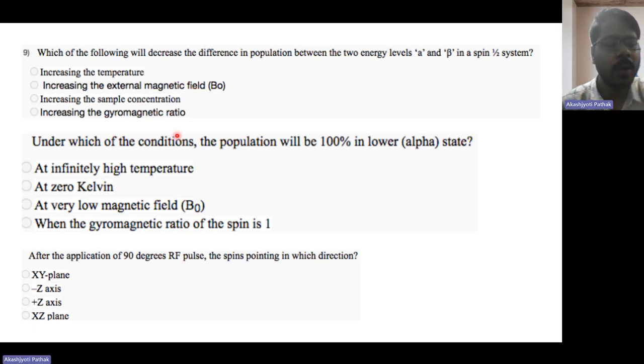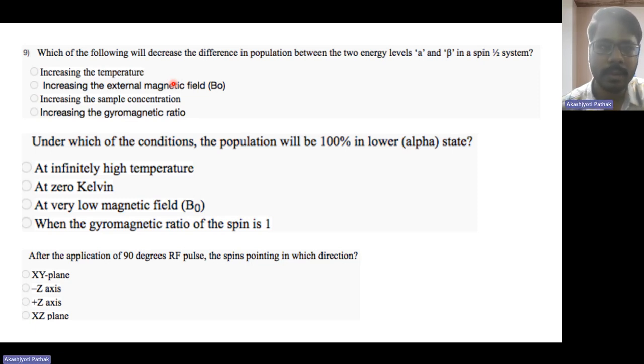Now, moving to the next question: under which of the conditions will the population be 100% in the lower alpha state? I hope I understood this question. Just now we were discussing the population difference between the two levels, the alpha state and the beta state. You remember this Boltzmann law, n beta by n alpha equals e to the power minus delta E by kT. So you see that this population ratio is directly proportional to the gyromagnetic ratio, in the exponential order.